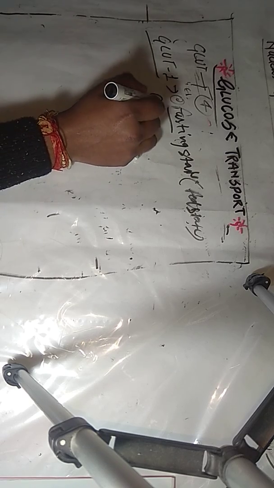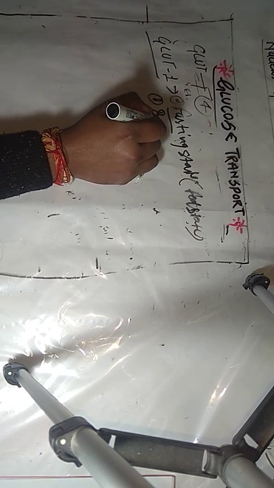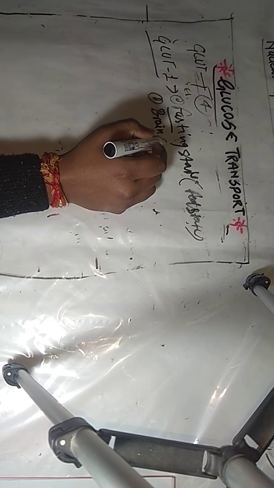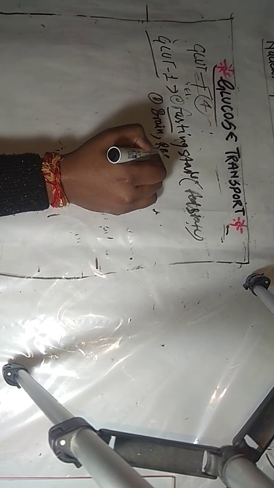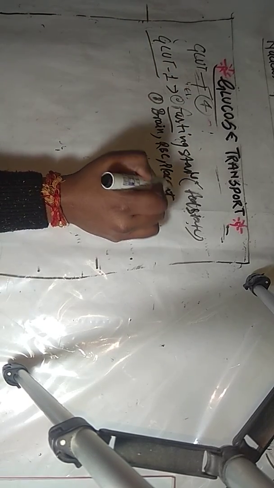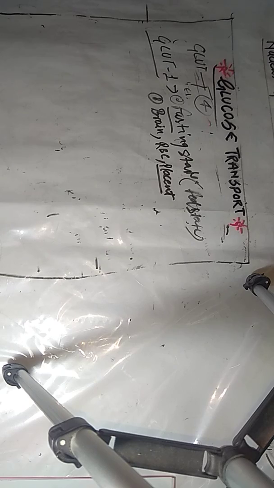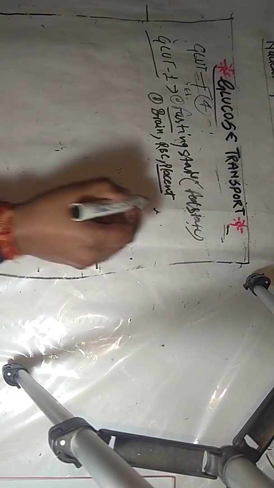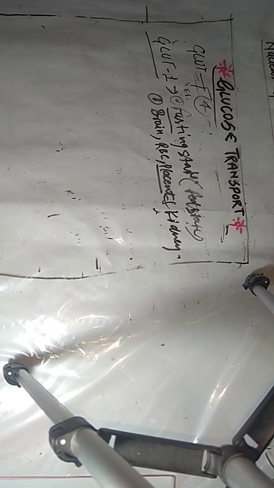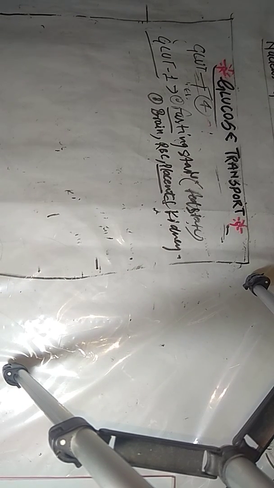It is present in some vital organs that need to work in the fasting state too, like the brain, RBC, placenta, because the fetus's nutrition totally depends on the placenta, and kidney. So GLUT1 is found in the brain, RBC, placenta, and kidney.